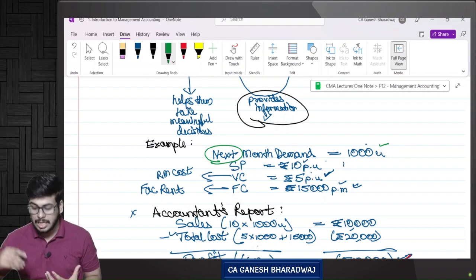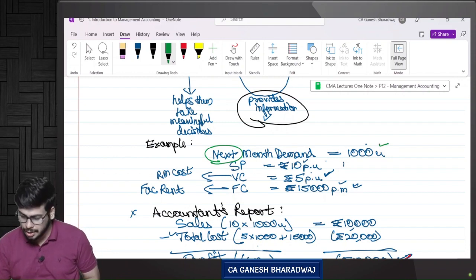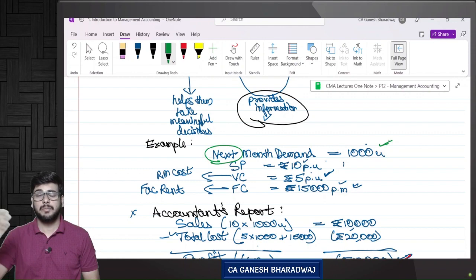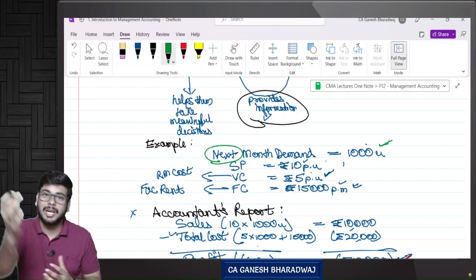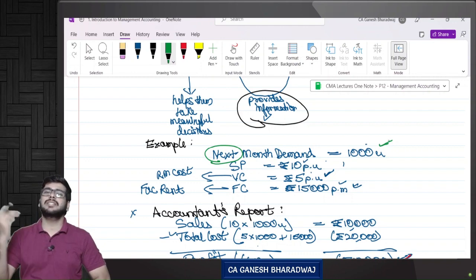Are you clear with this? Now, how do you know that, sir, next month 1,000 units will be the demand? Maybe for me to arrive at the predictive figure, I use the past data, the last year.